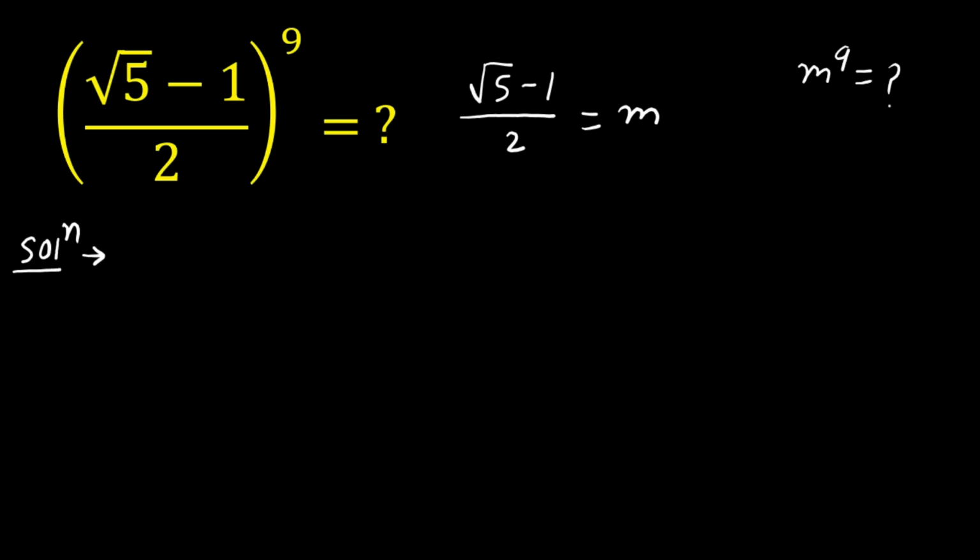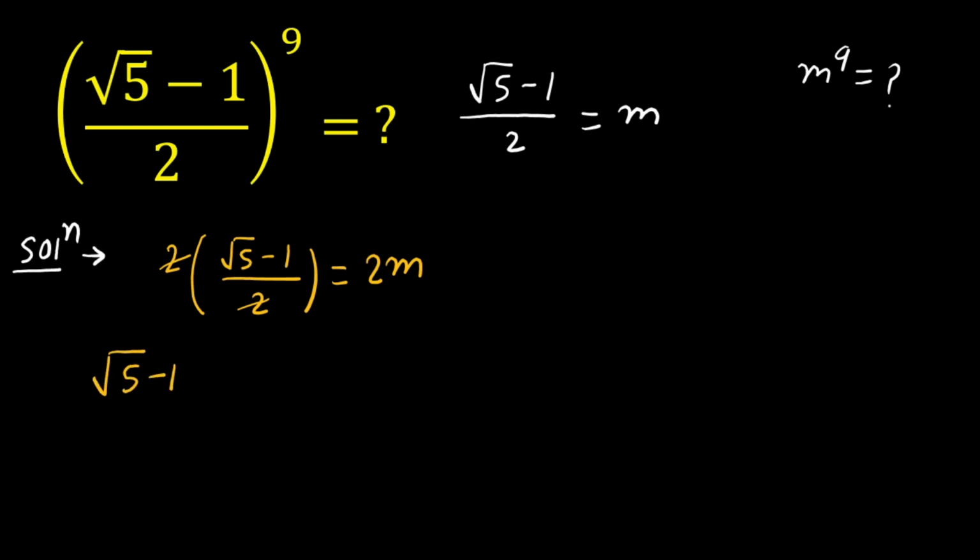If we multiply both sides by 2, then on the left hand side 2 is multiplied by (square root of 5 minus 1) over 2, and this equals 2 times m. Then this 2 and this 2 cancel out. So square root of 5 minus 1 equals 2 times m. If we take the negative 1 to the left hand side, then 2m plus 1 equals square root of 5.